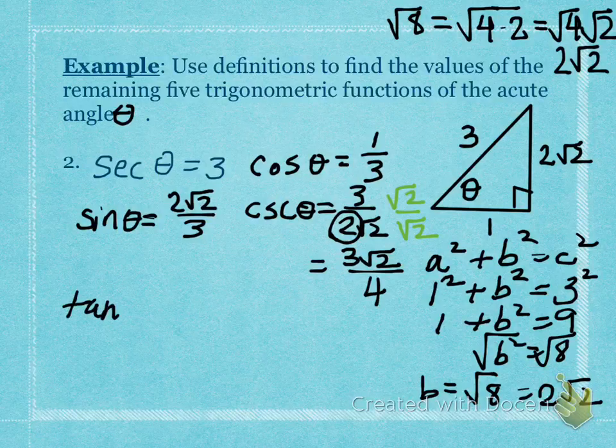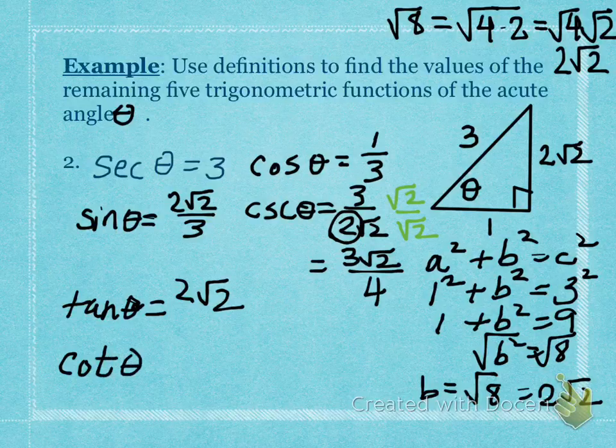Tangent, what will tangent be? 2 and 2. Actually, just 2 square roots of 2, won't it? Right? Because it's opposite over adjacent, and adjacent equals 1. And I'll put the cotangent beneath it on my screen since I'm out of space beside it. So what will cotangent be before we rationalize anything? 1 over 2 square roots of 2.